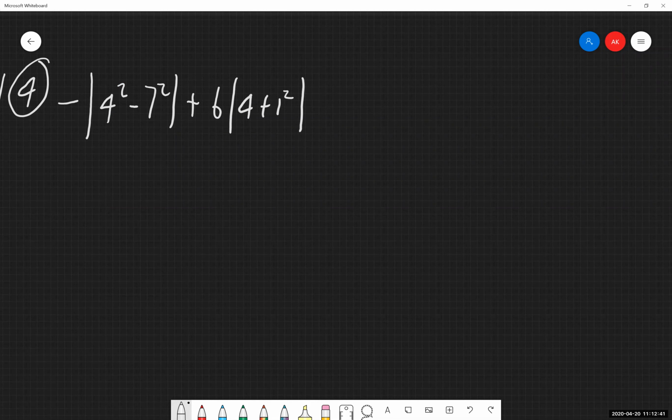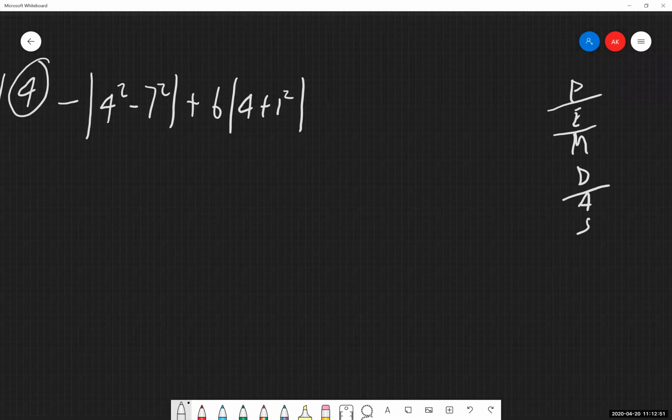So I'm just going to go off to the side here. I'm writing PEMDAS for myself, and keeping track of where I'm at, what steps I'm doing. So I'm starting with parentheses, always. It's always our first thing we're doing. And we treat the absolute value sign as though it were a set of parentheses.